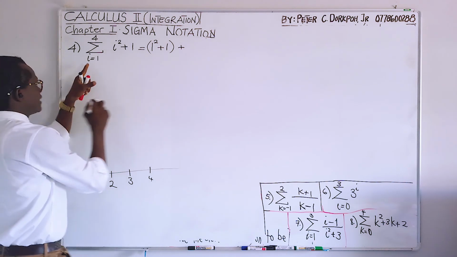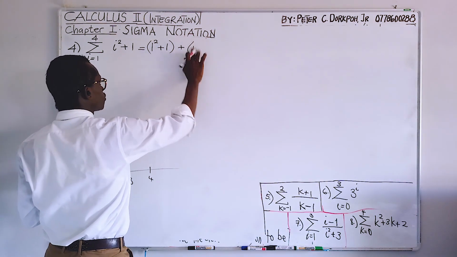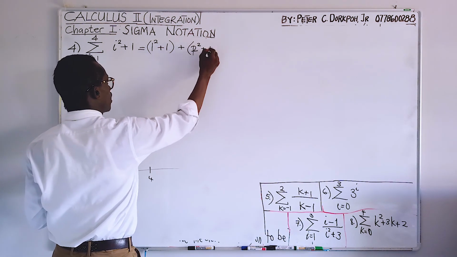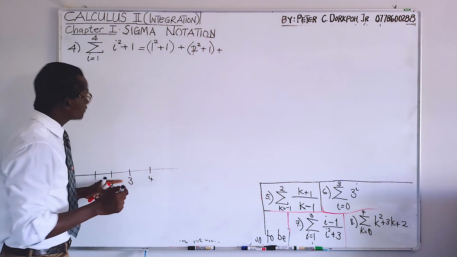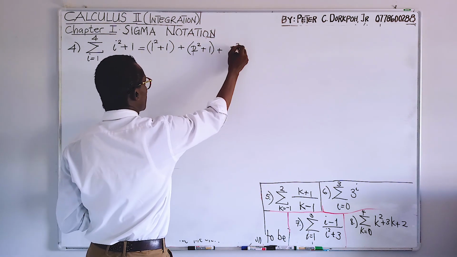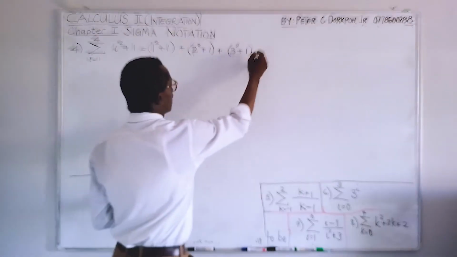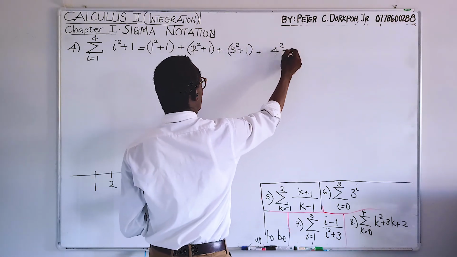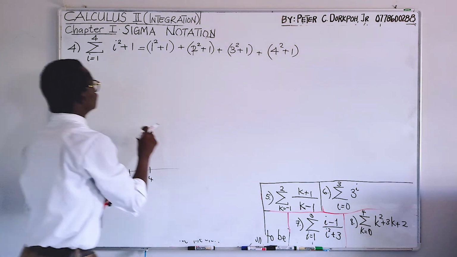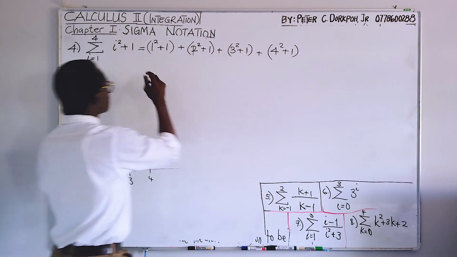Plus, when r is 2, you have 2 squared plus 1. Plus, when r is 3, you have 3 squared plus 1. When r is 4, you have plus 4 squared plus 1. So we're going to sum all of these up.